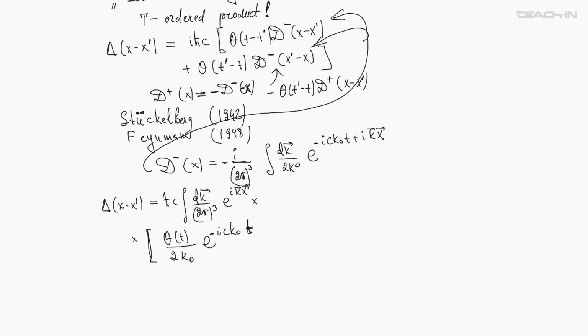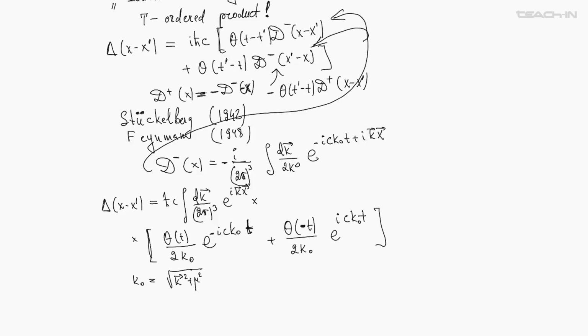in the propagator with opposite value of time, with negative value of time, exponential I c k0 t, where this k0 is, as before, square root of k squared plus mu squared. Okay, so this is how this Feynman propagator looks like.